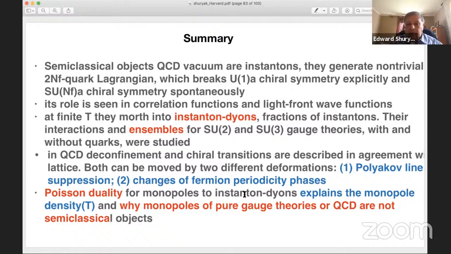So we have a semi-classical theory of these phase transitions, and we worked out some deformations of QCD which can affect these phase transitions. So that's the state of the art.